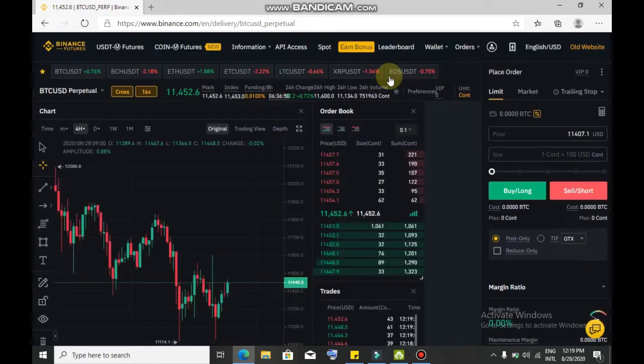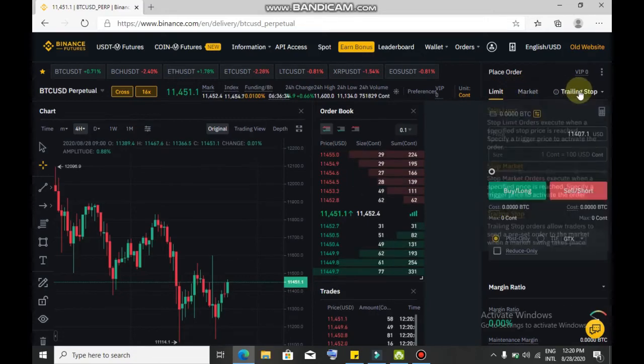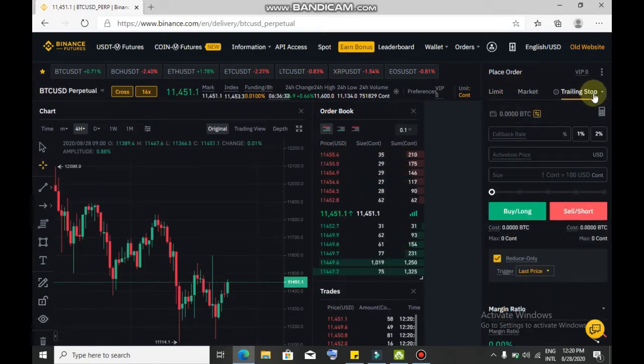So that's it. Now we are going to look at the other order types in Binance futures. Before looking at other types, you see here we have the order book. These are trades going on. You see place order, we have the limit order, we have the market order, we have the stop orders. Here we have stop limit, stop market, okay, and trailing stop. Now let's look at the limit order.